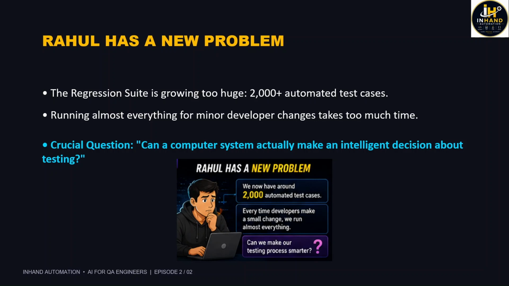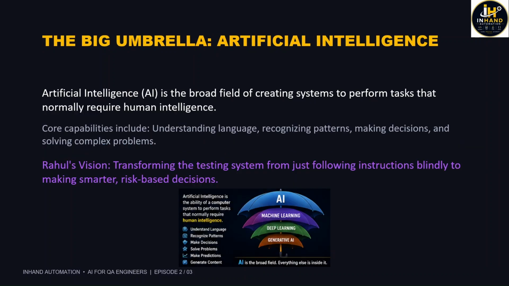Rahul starts thinking. Until now, his automation framework was very simple. A test was selected, the framework executed it, it passed or failed, that's it. The framework did not really understand anything. It was simply following instructions. So Rahul asked himself, can a computer system actually make an intelligent decision about testing? And this question takes us to our first concept, which is artificial intelligence.